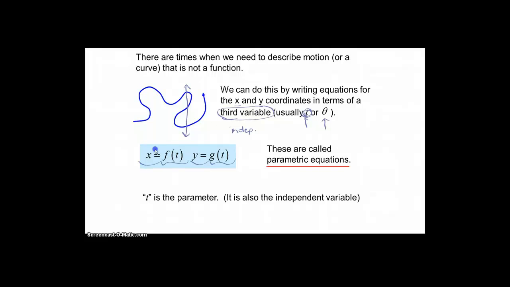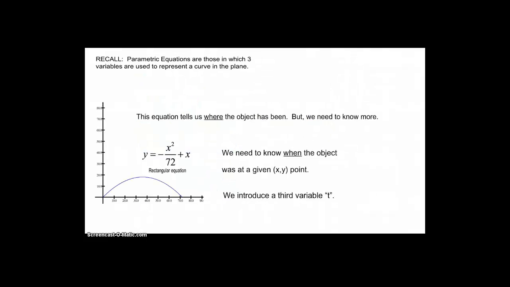And just remember, this is the horizontal activity that's going on in the plane. Here's the vertical activity that's going on in the plane according to t values that are the independent variable. So t is the parameter in this case. So let's do some comparisons between rectangular equations, or what we're comfortable with as functions in the plane, and parametric equations. So parametric equations have three variables, and they can be used to represent a curve in the plane.